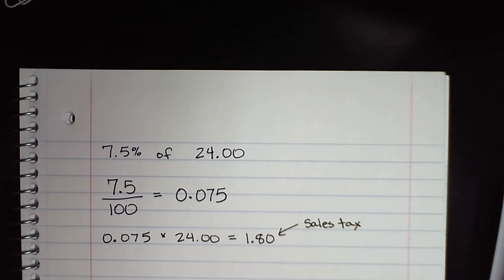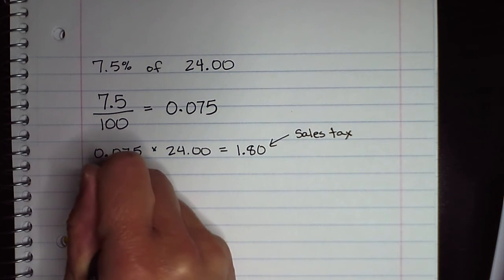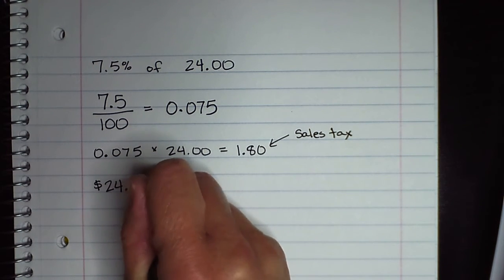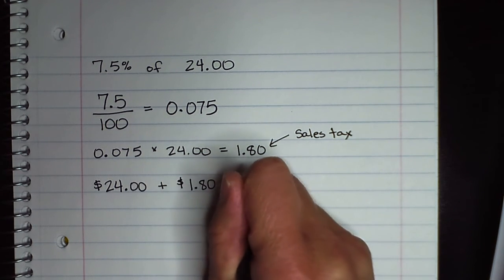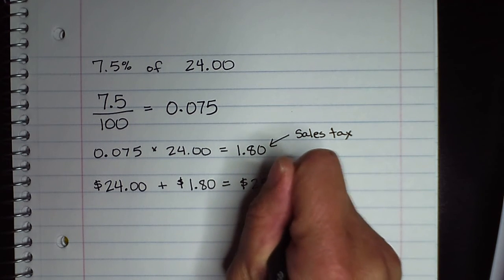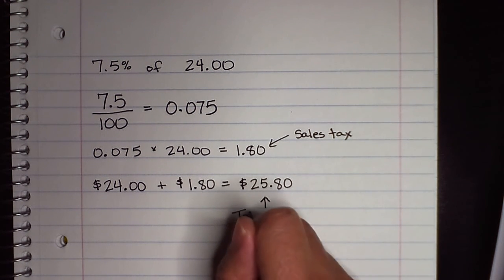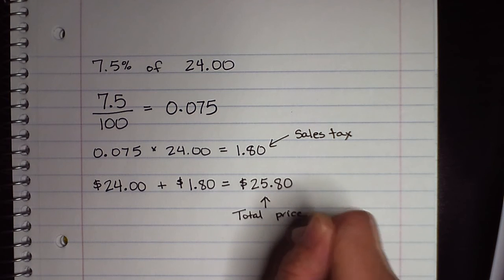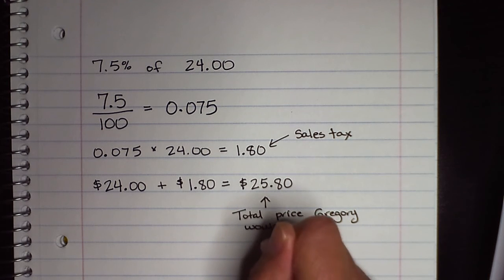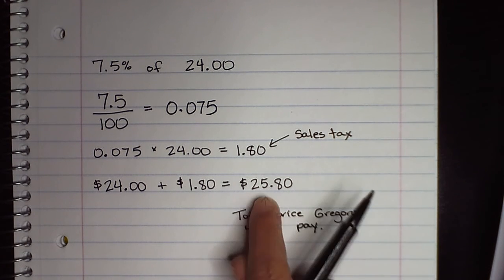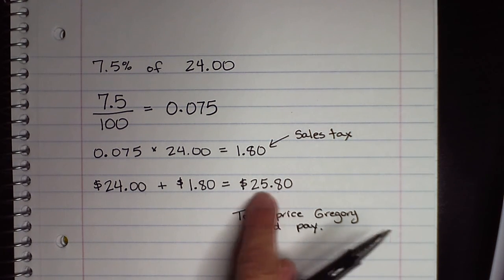And so in order to figure out how much the sweatshirt costs, we're going to take the original price of the sweatshirt, which was $24, and we're going to add on the sales tax, which was $1.80, and that gives us a total of $25.80. And so this is the total price Gregory would pay. And that makes sense because it's more than the original cost of $24. So you add on the sales tax and the cost, the price goes up.